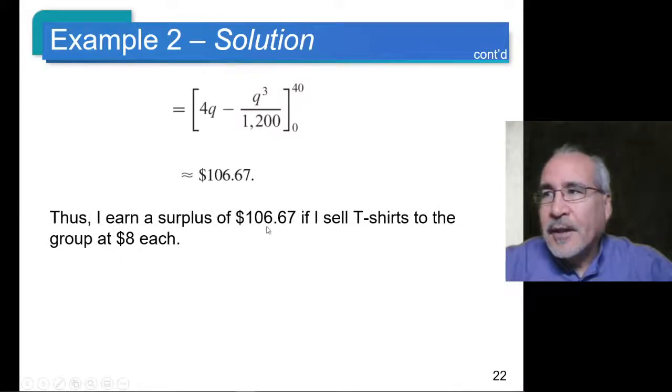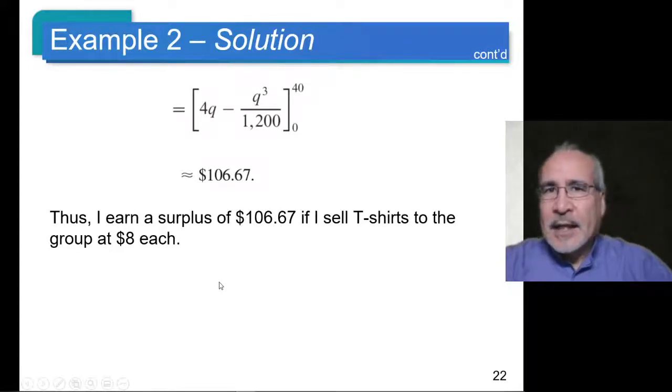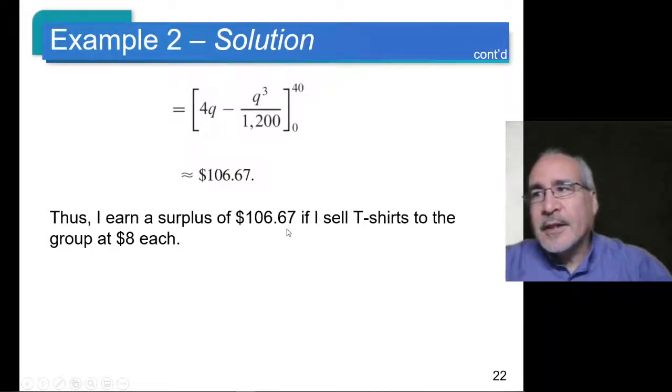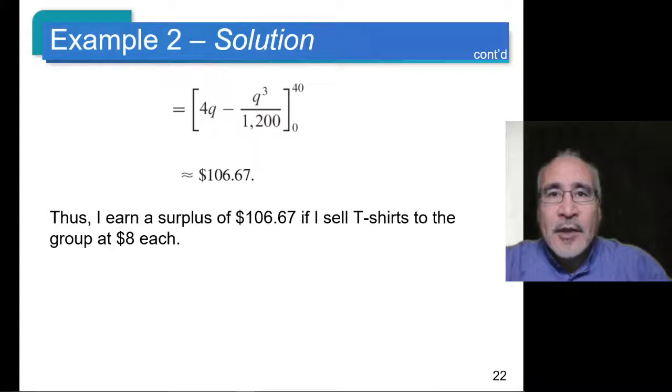Okay, so we ended up earning an extra $106.67. Now it's money. I would have been willing to sell it at a lower price just to get the business, but I was able to charge $8 and was able to make this extra money. Of course, this is all a lot of abstraction. Who really knows what the demand curve is?